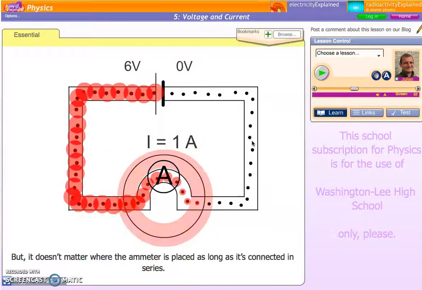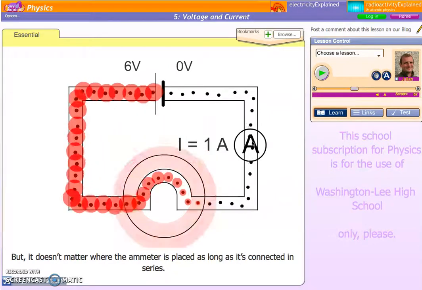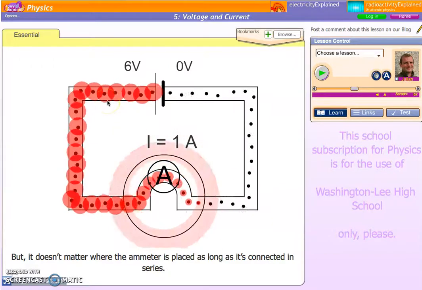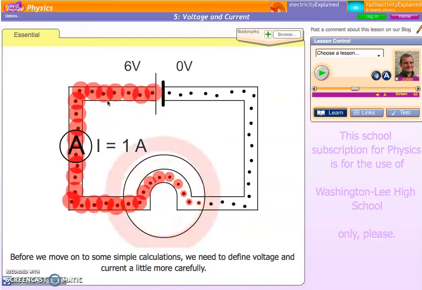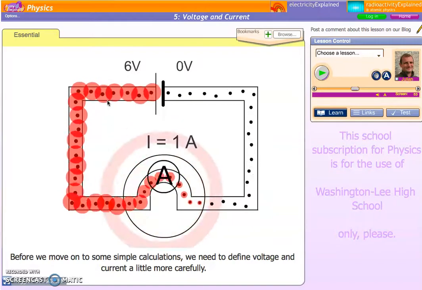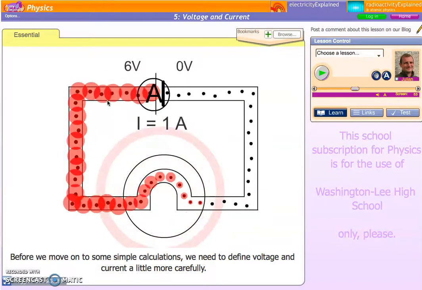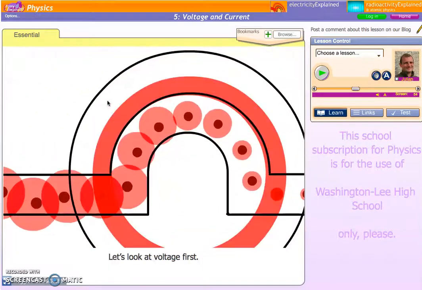But it doesn't matter where the ammeter is placed as long as it's connected in series. Everywhere has the same current. Before we move on to some simple calculations, we need to define voltage and current a little more carefully. Let's look at voltage first.